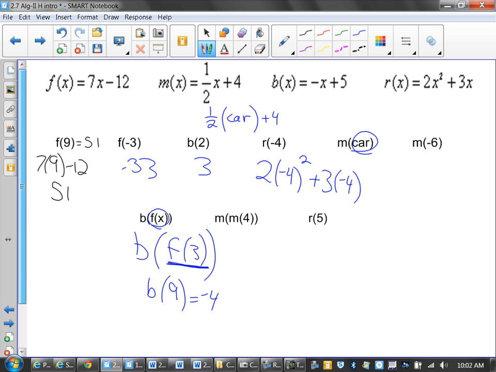So this is just another way of writing a Please Excuse My Dear Aunt Sally problem. Solve the first part, get an answer, and substitute into the second part. It's a composite. Okay? You're putting two things together. Same thing with the M of 4. I figure out what the M of 4 is, 6. Then I take that 6 and I go back into the M equation again. And I get 7.